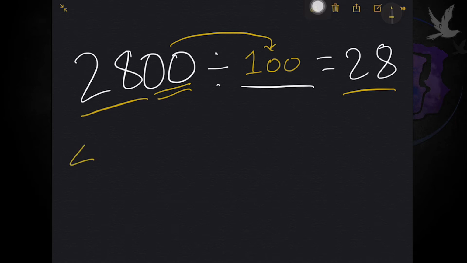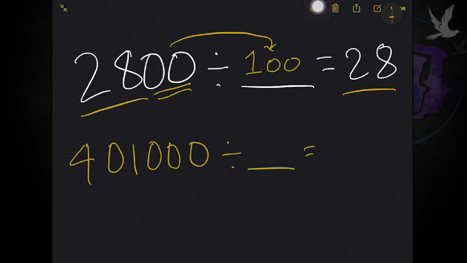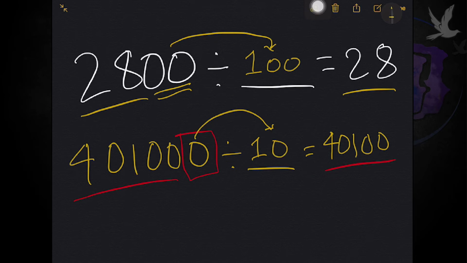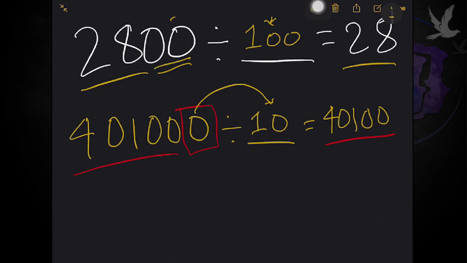Another example, let's say 401,000 divided by blank equals 40,100. Okay, it is again notable that our base is the same except for this 10 over here. Since the bases are the same, note that we have 1 here. And since the only missing number here is 10, all you have to do is add that 0 over there. Okay? Another example.